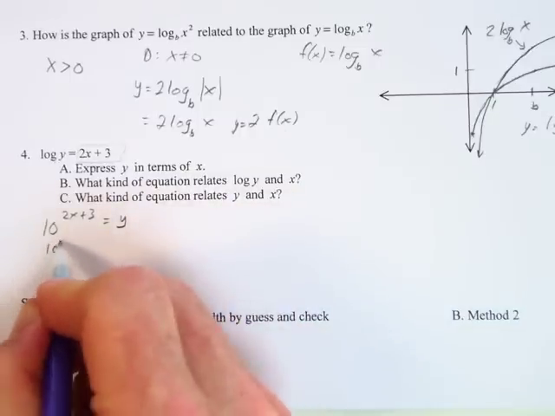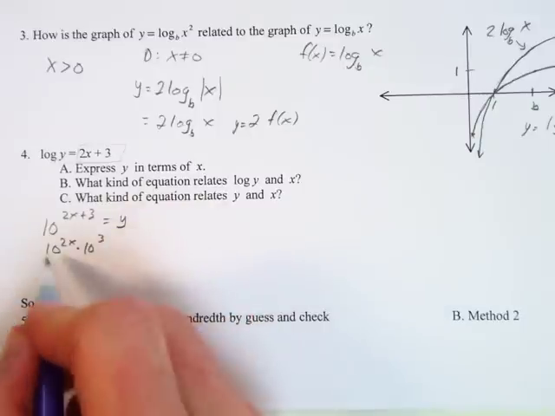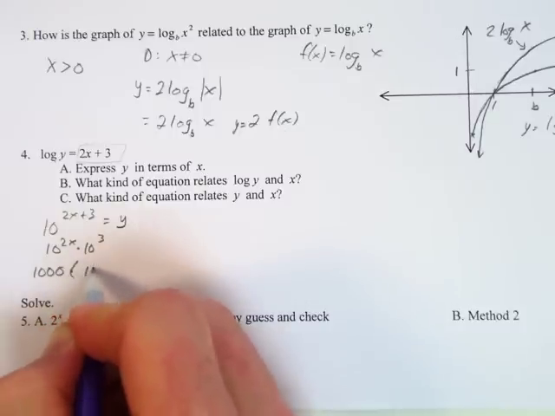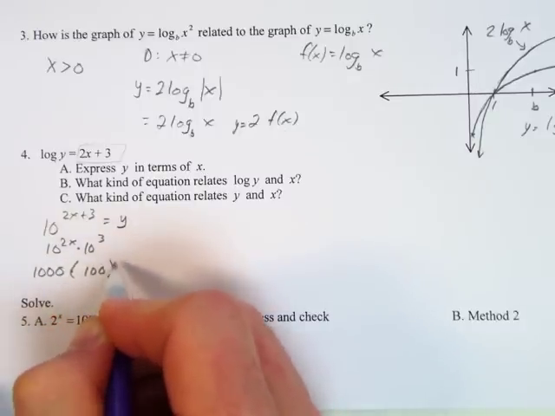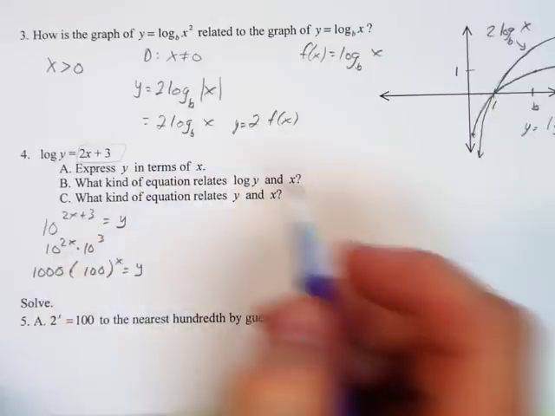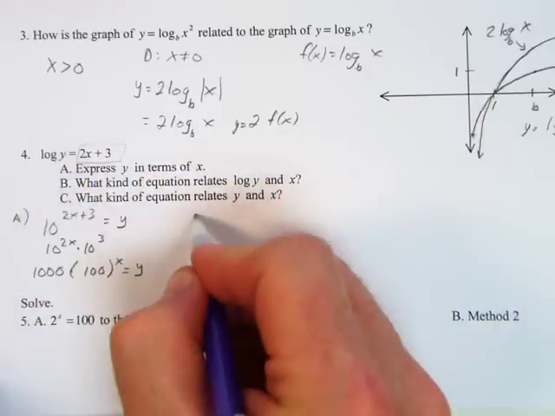And that could be simplified to 10 squared times 10 cubed, and I'm going to move that 10 cubed in front, so it's 1,000 times 10 squared, which is 100 to the x. So we've solved that. There's our equation. We're done with that part. There's part A.